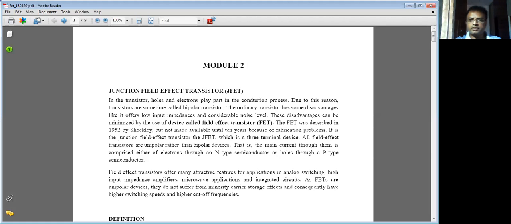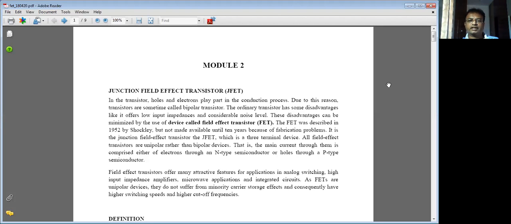Yeah, good morning, students. Let us start module 2, junction field effect transistor. Each word we'll come to know in the later classes. We know what a transistor is.